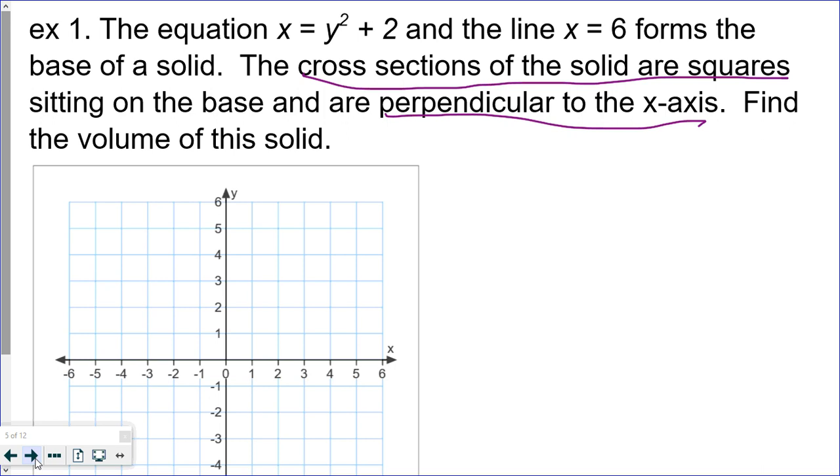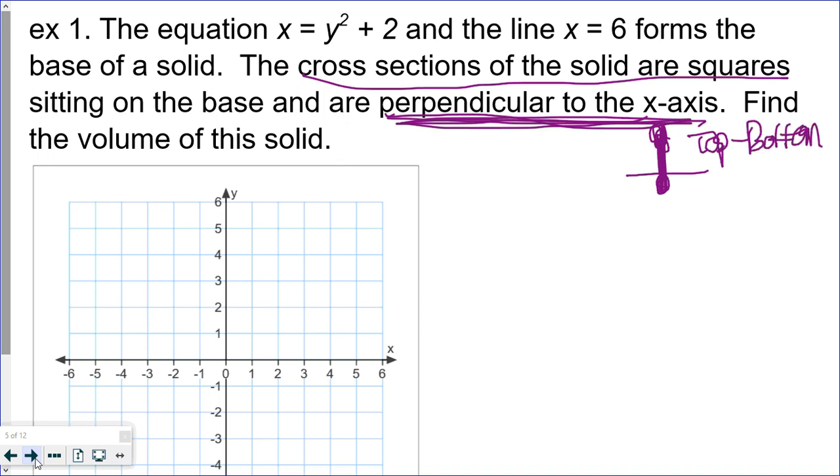So the idea first is to always try to identify which way we're going. And I'll tell you, it's all based off of this line right here. If my base is perpendicular to the x-axis, that means we have a line going up and down. That's perpendicular to the x-axis, right? And if it's perpendicular to the x-axis, they're going from the top of some function to the bottom of some function. So this is what I would call a top minus bottom problem.